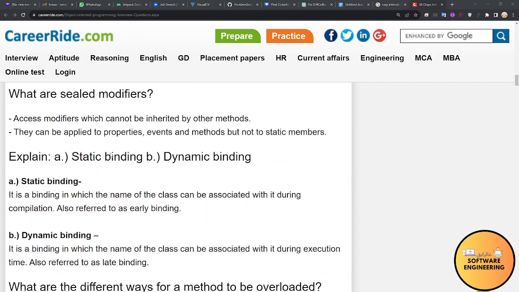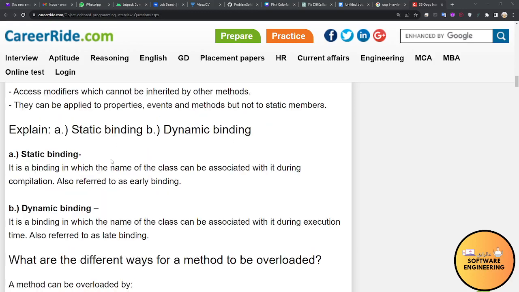What are sealed modifiers? An access modifier which cannot be inherited by other methods. They can be applied to properties, events and methods but not to static members.